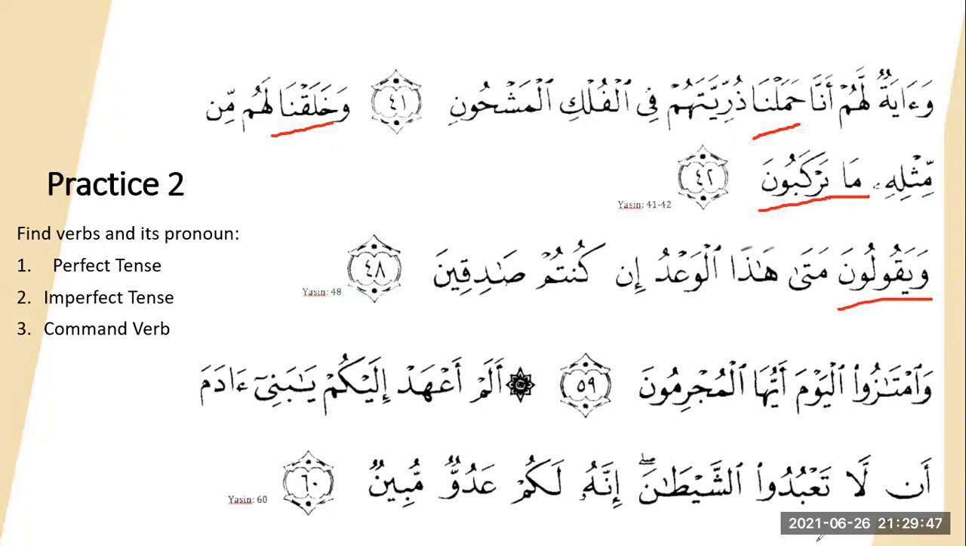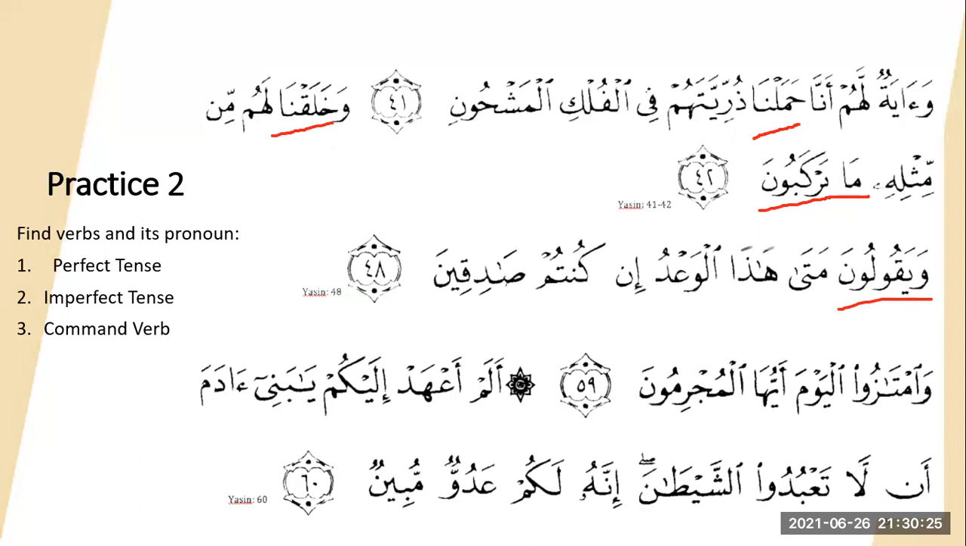Next sentence. Wamtazu yauma ayyuhal mujrimun. Where's the verb there? That is not a noun, that's a verb. Al-yawma is a noun, with alif lam. Al-mujrimun is a noun. Ayyuha is what you call nida. It's something that you say, oh.